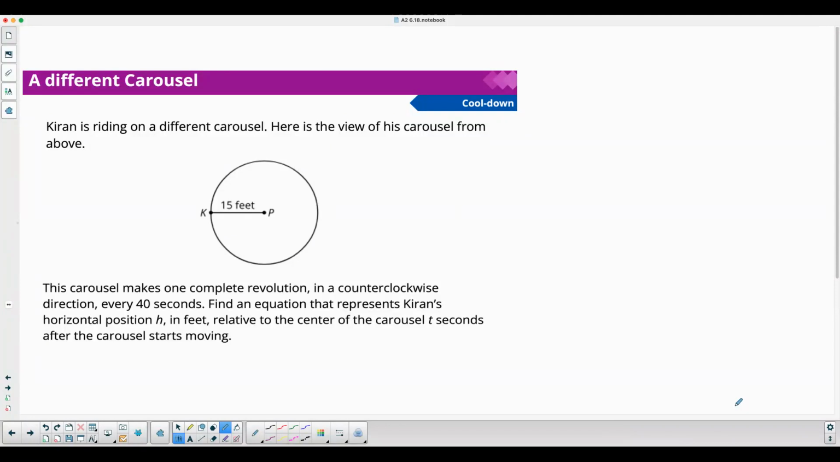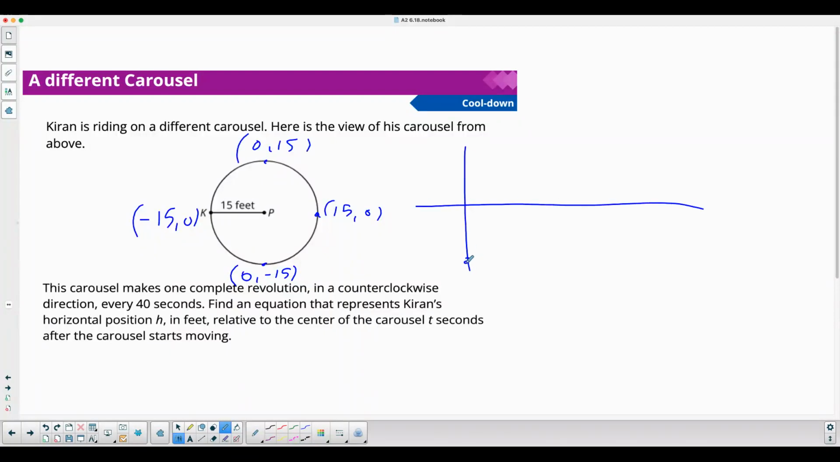Two seconds till it starts moving. So think about this here. Here's my center, horizontal position, negative 15, 0. Down here at the bottom, we're at 0, negative 15. I'm sorry, that's 15, 0, heading backwards. And 0, 15 up here. So on my graph, I'm going to start down here at negative 15.